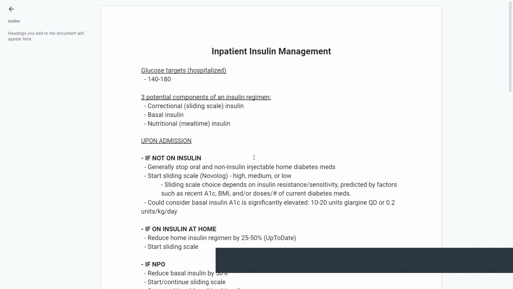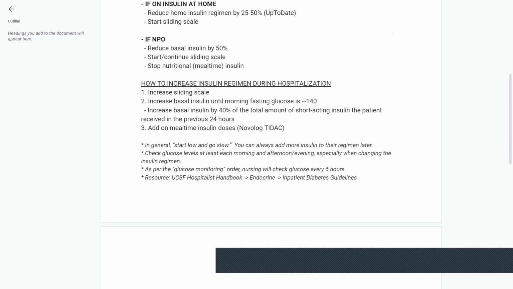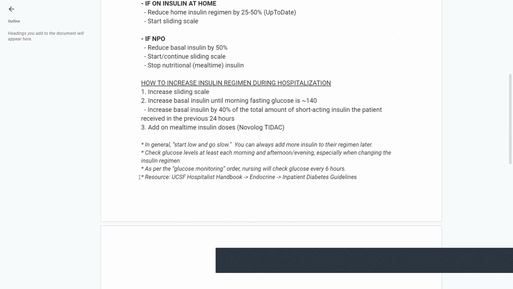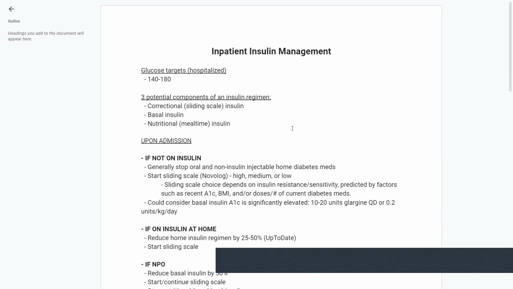Let's see. So first, one good resource here is this section, the inpatient diabetes guideline in the hospitalist handbook. I mentioned that earlier, but it's got a lot of different sections, and it has more than I'm going to cover here, like particular scenarios, say the patient's NPO or different types of scenarios that you can quickly look up to know what to do. But I'm going to cover the basics here.